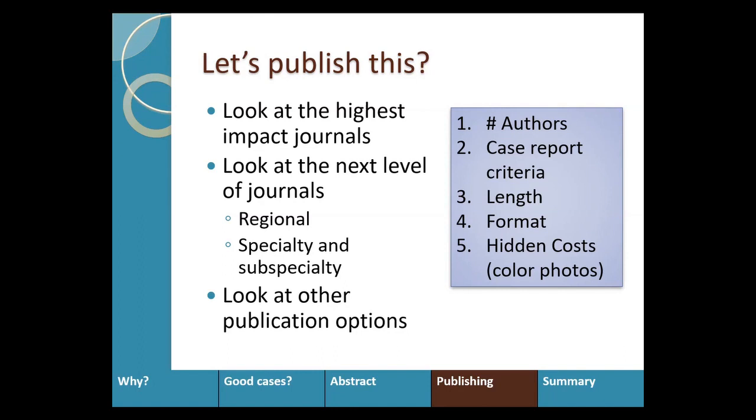And finally, some journals do have hidden costs, such as increased publication charge for color photos, or even publication charges to publish your paper at all. So I start by thinking about looking at the highest impact journals, then looking at the next level of journals, which can be regional, specialty, and subspecialty journals, and then finally looking at other publication options.